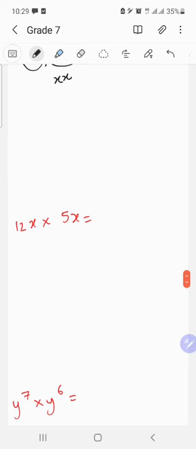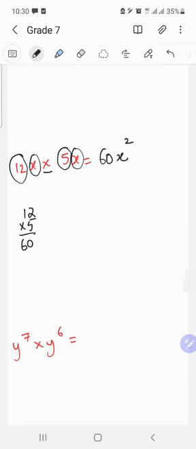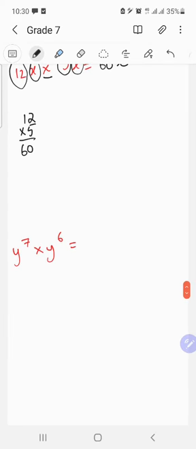Same thing here. When I'm going to fuse, there's 12 times 5. I have to do this calculation. 12 times 5 gives me 60. Now write 60 here, and what will happen with the 2 x's, because we are multiplying, they will fuse together to form x squared. Now let's say you have different powers of y.